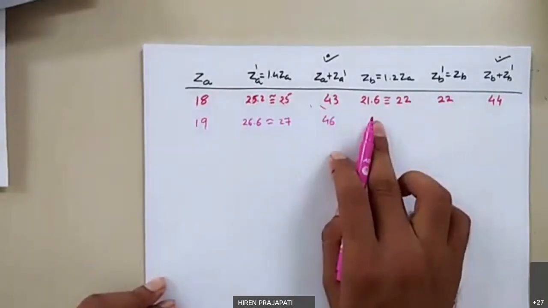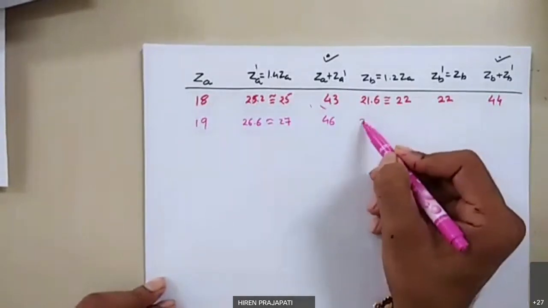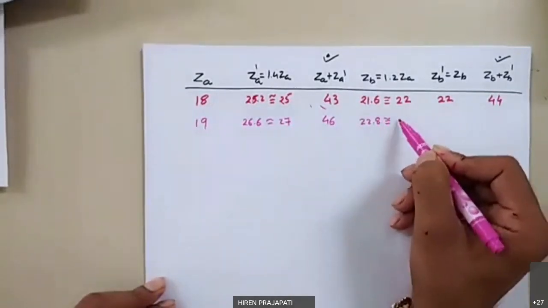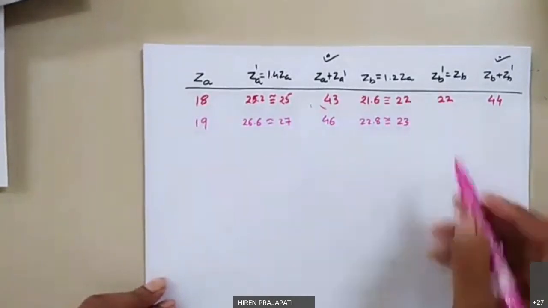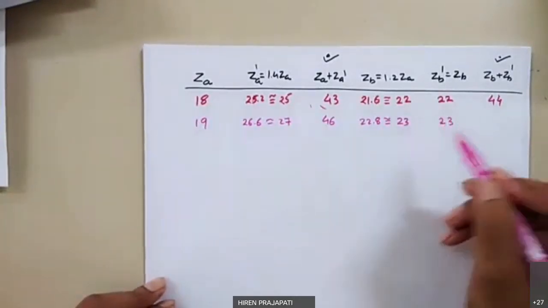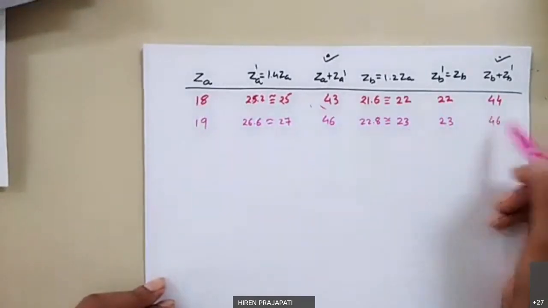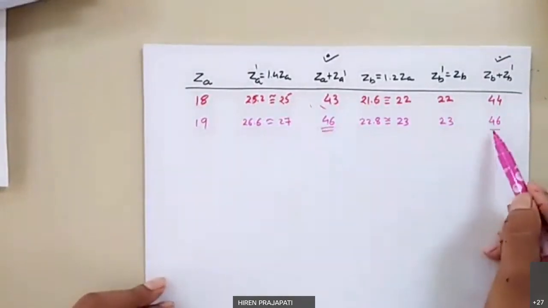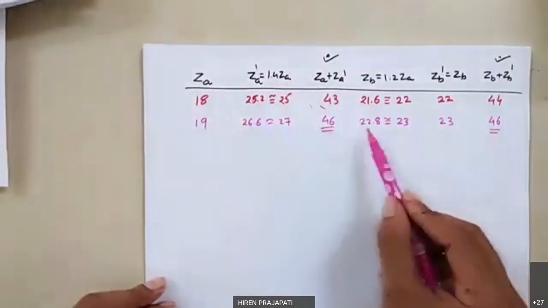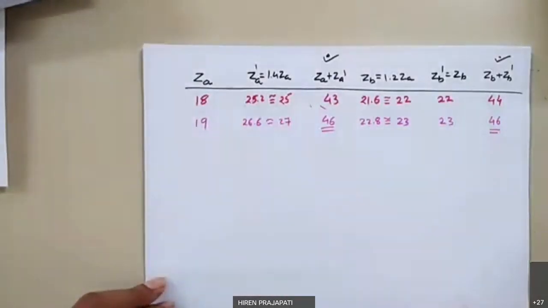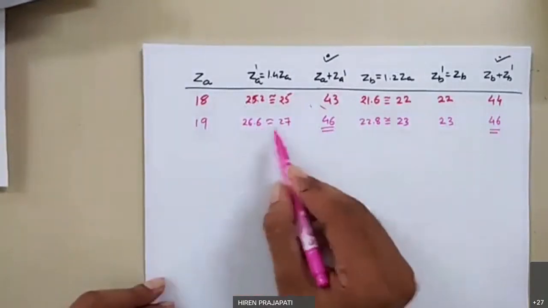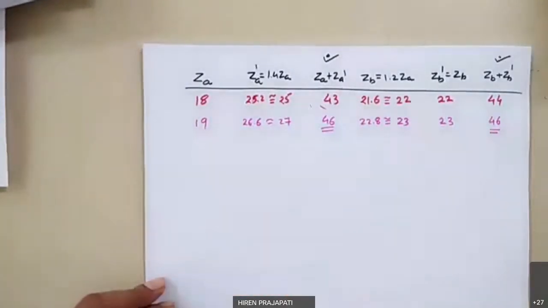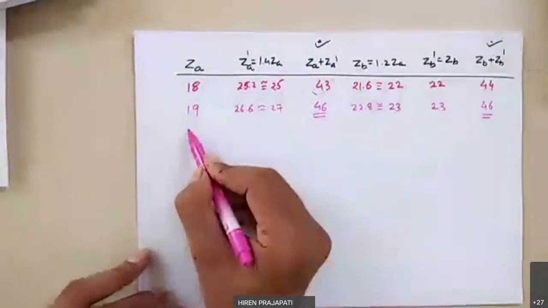Now ZB: we will get 22.8, then it's 23. If this is 23, then this is also 23. 23 plus 23, we get 46. Now here these two are matched. But still we are getting some rounded-off value. So let us take one more trial, because as and when we round off, we are actually changing the gear ratio. That we will see.